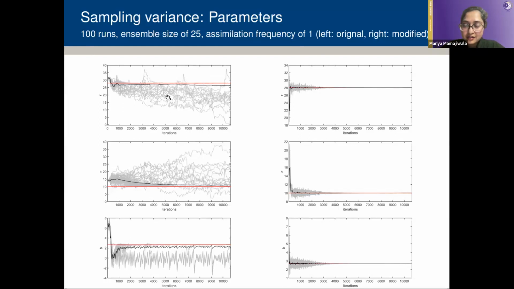The individual gray lines are the results from an individual run. The red lines are the true parameter values, the reference values. And the black is an average over the gray, over all the independent runs. So as you can see on the left, there's quite a bit of variation. And also there's a small bias. This would probably go away with a larger ensemble size, but it doesn't seem to be an issue with the modified dynamics.